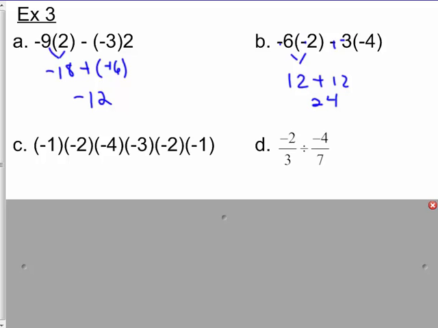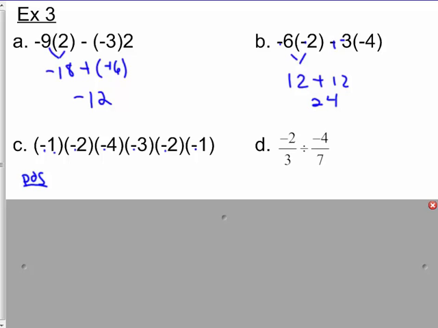In C, this is one where I have a couple different ways to do it. I can count up the negatives. I have 1, 2, 3, 4, 5, 6 negatives. That's an even number of negatives, so the answer is going to be positive.